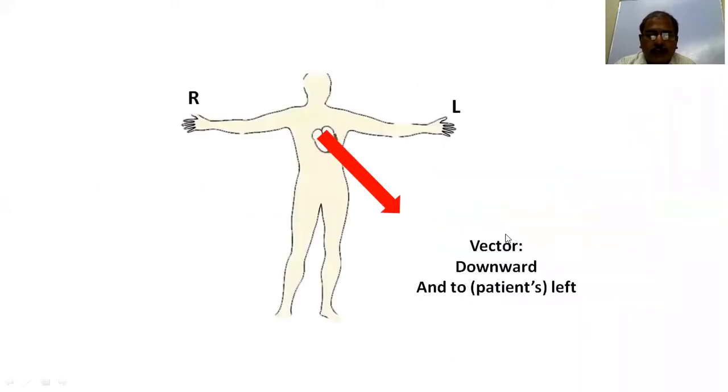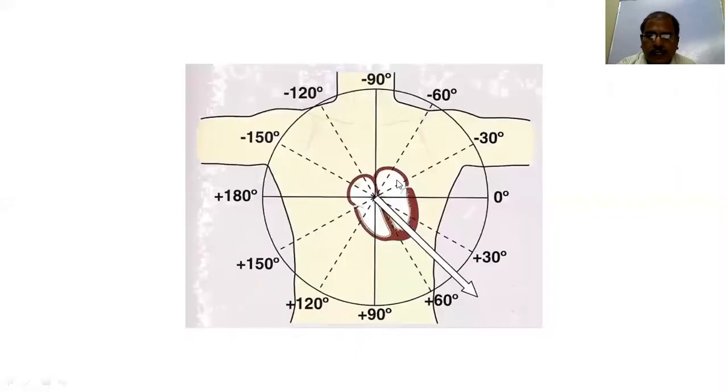Now normally, in this diagram you can see the right side, then the left side, and the heart is at the center. The mean vector is downwards and to the patient's left side. So this is usually the normal mean QRS axis.